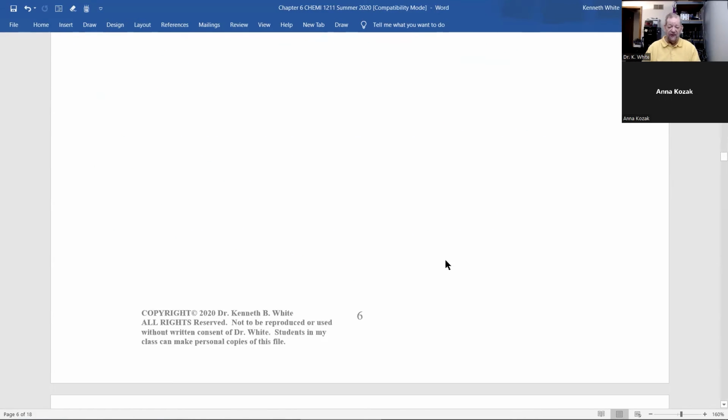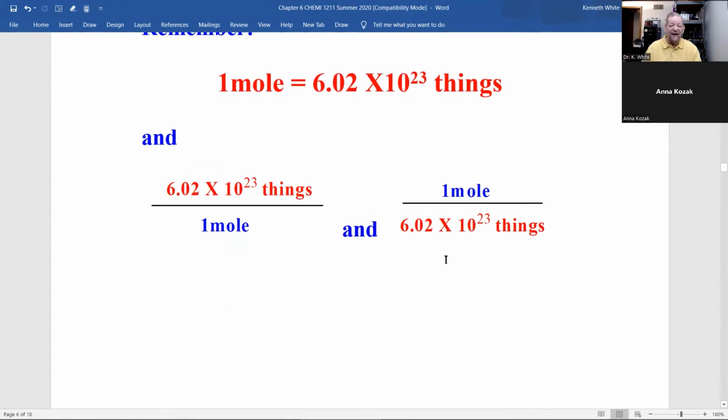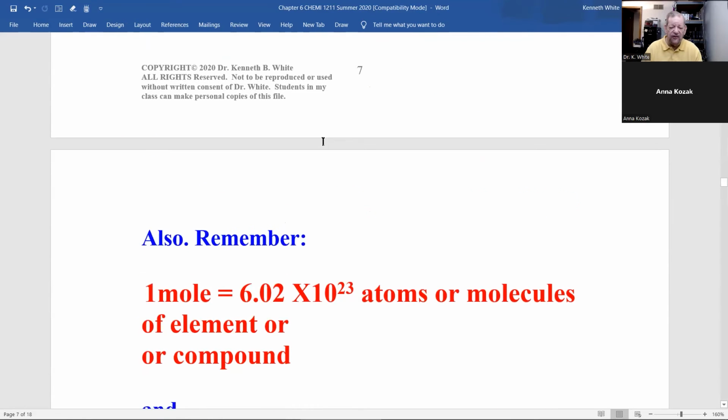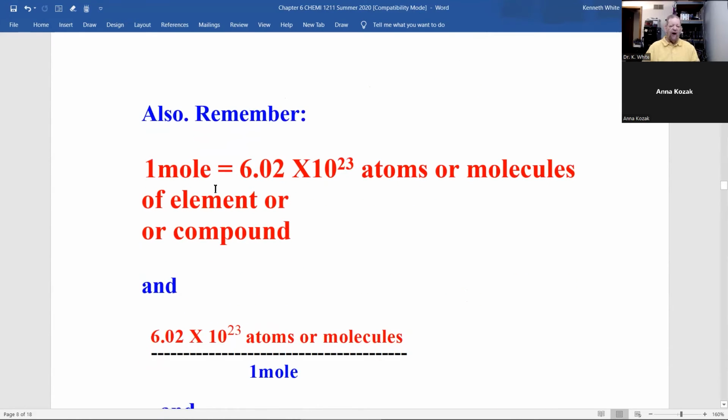Now, this is chemistry. And I'll come back to this slide in a second. So what that means is 1 mole is 6.02 times 10 to the 23rd atoms. That would be a mole of an element. 1 mole of a molecule, or 1 mole of water, is 6.02 times 10 to the 23rd molecules of water. That's a huge number.